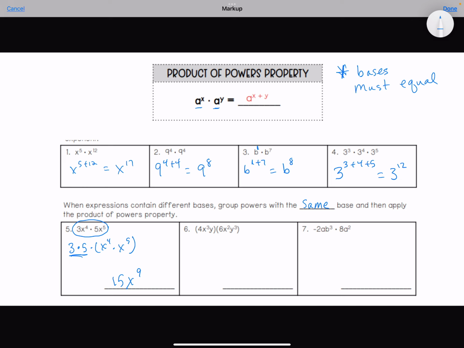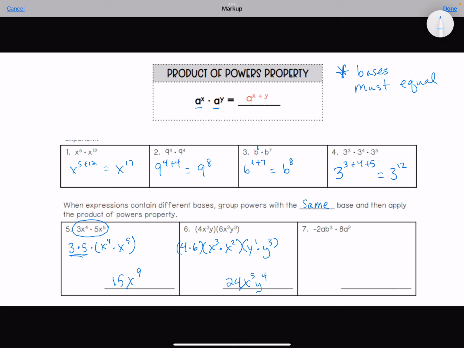Okay, a better example would be 4x to the third y times 6x squared y to the third. I'm going to put my constants together, and then I'm going to put my x's together, and then I'm going to put my y's together. 4 times 6 is 24. X to the third times x squared is x to the fifth. Y to the fourth.